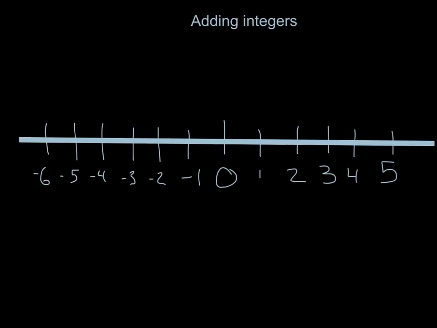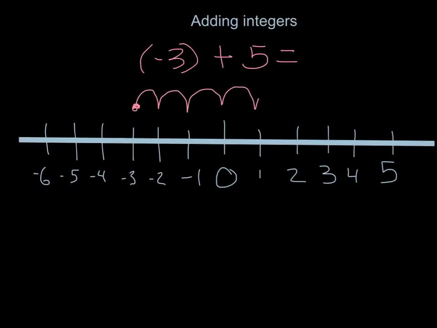Okay, now let's talk about adding integers that have positives and negatives in the problem. So if I have the problem negative 3 plus 5, I have a negative and a positive. Now, if I'm doing this on the number line, what I want to do is start at negative 3. So here I am at negative 3. Now, I'm adding a positive 5, so I am moving in the positive direction. I move 1, 2, 3, 4, 5 in the positive direction, and my answer is 2.